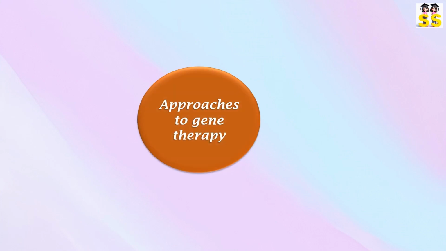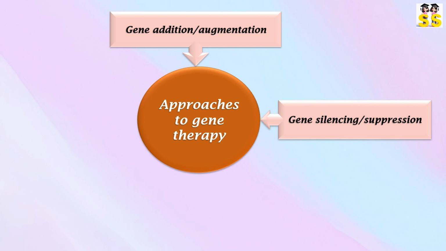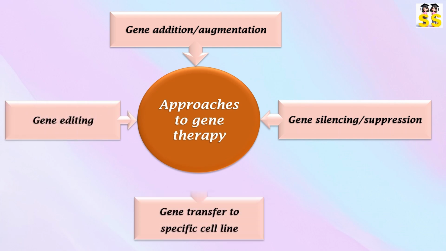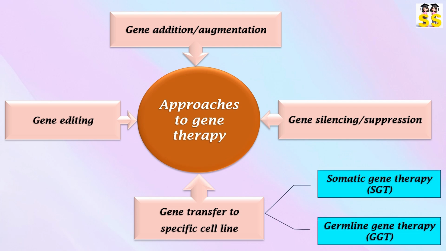Effective approaches to clinical gene therapy include gene addition or augmentation, gene silencing or suppression, gene editing, and gene transfer to specific cell lines, which is categorized into somatic gene therapy, abbreviated as SGT, and germline gene therapy, abbreviated as GGT.